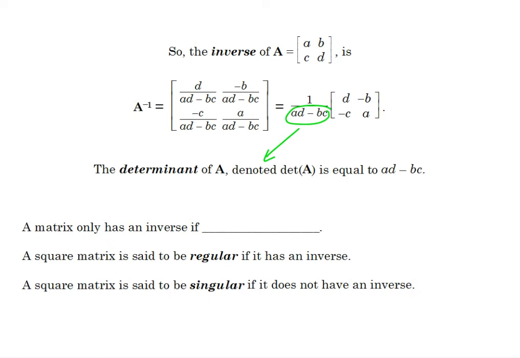So obviously we're dividing by this determinant, AD minus BC, so that means there's going to be some restrictions here. The inverse requires us to be able to divide by AD minus BC, which means that the inverse will only exist if AD minus BC, which is the determinant, does not equal 0. If the determinant doesn't equal 0, the inverse will exist, and we say that the original matrix is a regular matrix. If it doesn't have an inverse, that is if the determinant is 0, we call that a singular matrix. Okay, let's have a quick look at some examples.